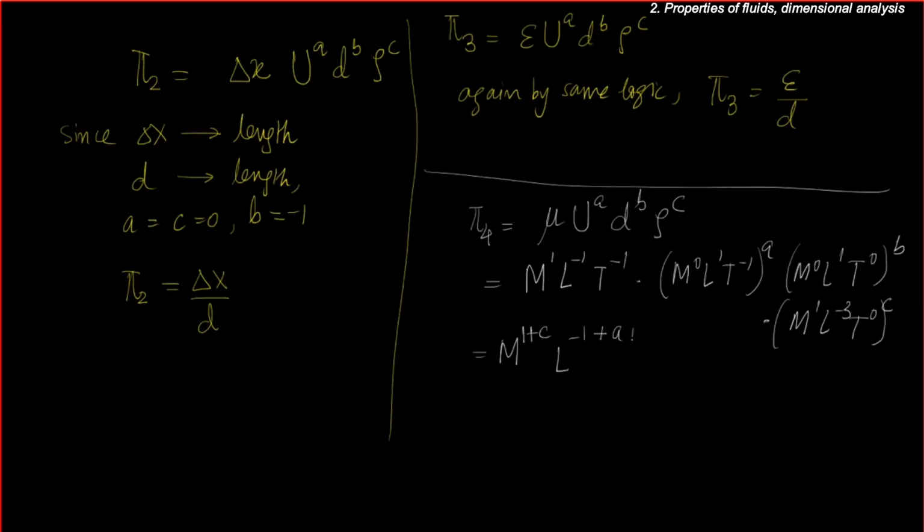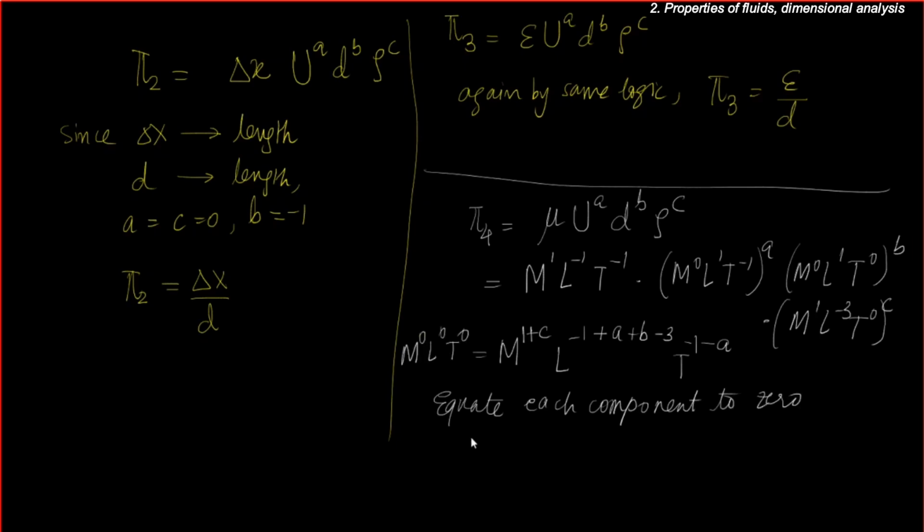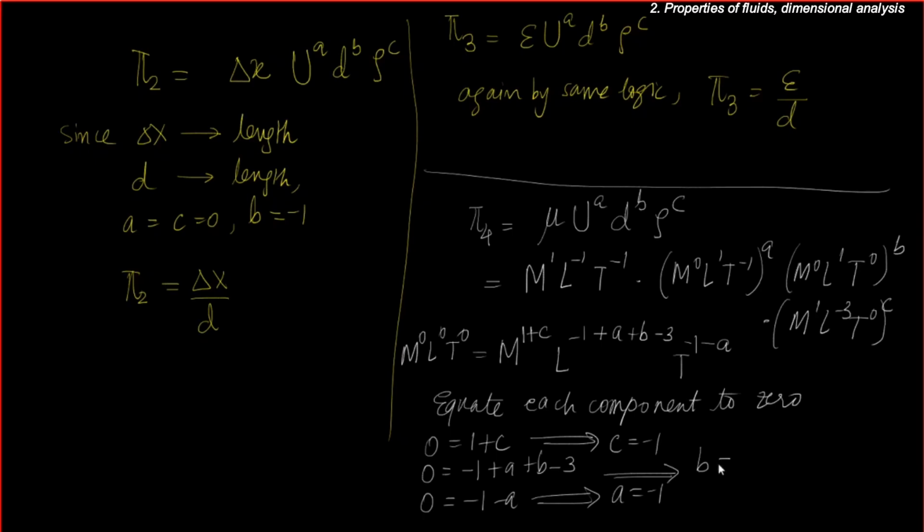Similarly, the third pi term involves the surface roughness of the pipe, which is epsilon, and so pi 3 will be equal to u raised to a, d raised to b, rho raised to c multiplied by epsilon. By the same arguments as we've made for the length of the tube, the third pi term will also be equal to epsilon upon d.